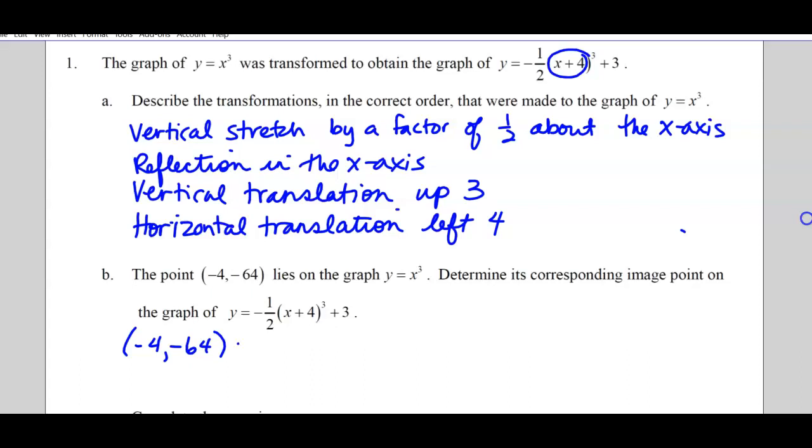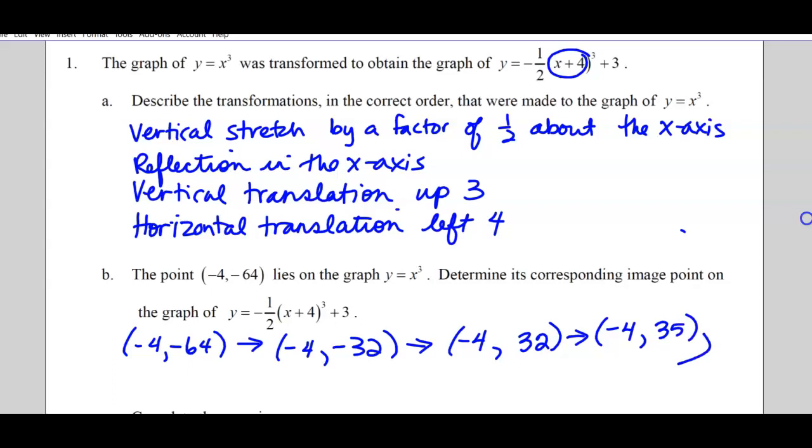Vertical stretch by a factor of a half. You multiply your y value by a half. You don't have to show all the steps. You can go straight to your answer, but I am showing it through each transformation. Then a reflection in the x-axis makes that positive 32. Vertical translation 3 up would be 35. And then last thing, horizontal translation left 4 would be -8.